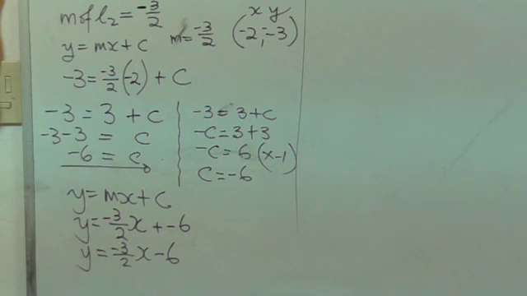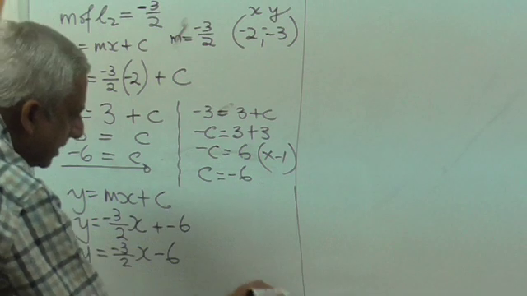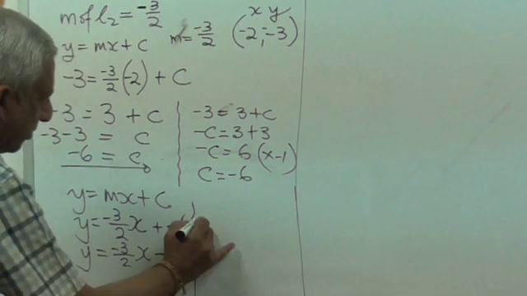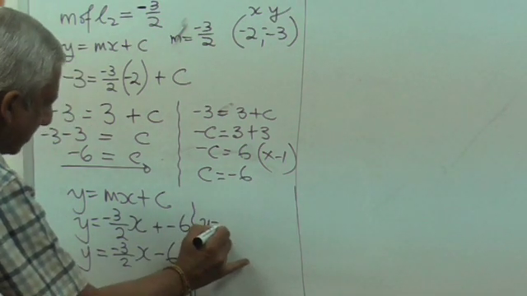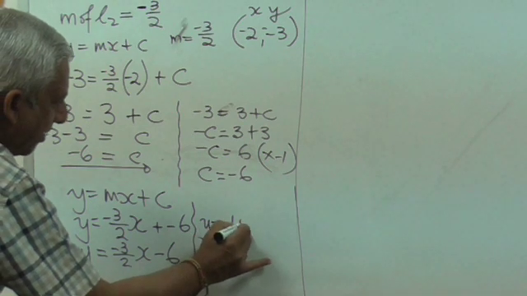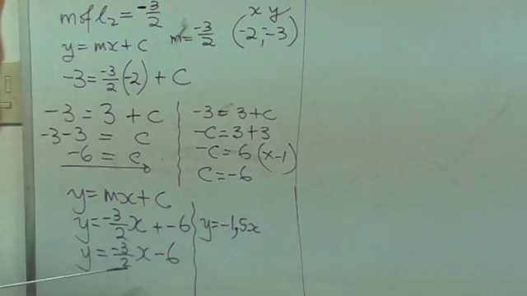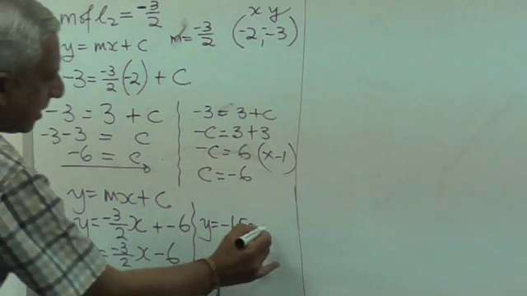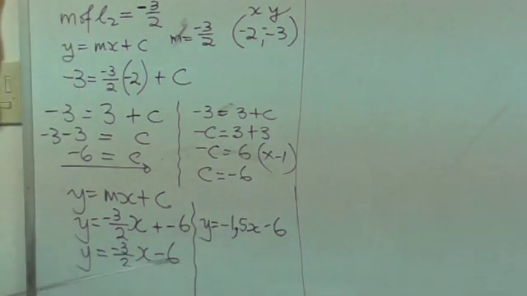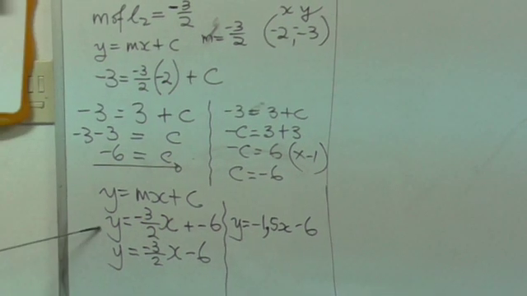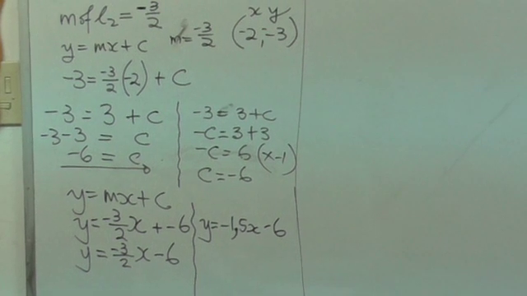Now, some of you might get minus 1,5 because of using the calculator. So some of you may end up with the answer y is equal to minus 1,5x minus 6. That's fine. It could be common fractions or decimals. Alright, a few seconds to have a look at that, and then we'll move on to number 13.